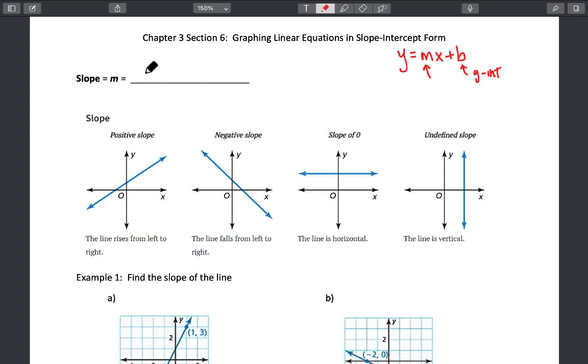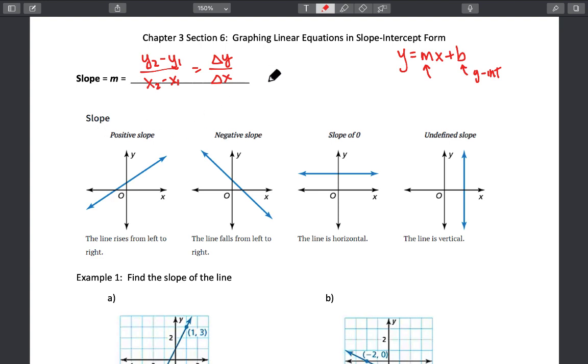Our slope, the other day we gave you the formula y2 minus y1 over x2 minus x1. And we called this the change in y values over the change in the x values. And we said the slope of a linear function or a linear equation is a constant rate of change.